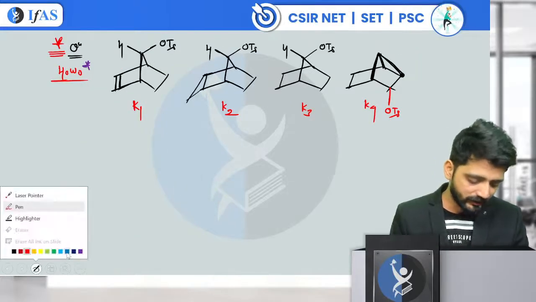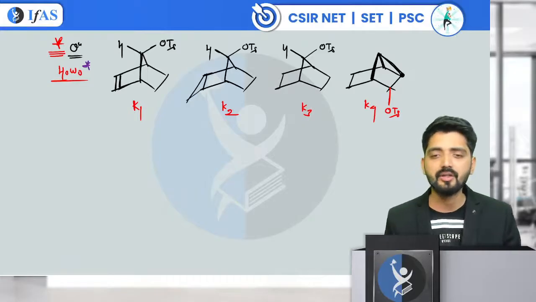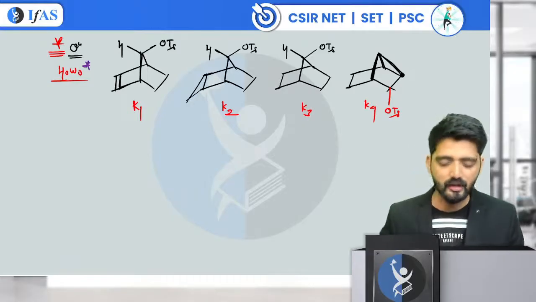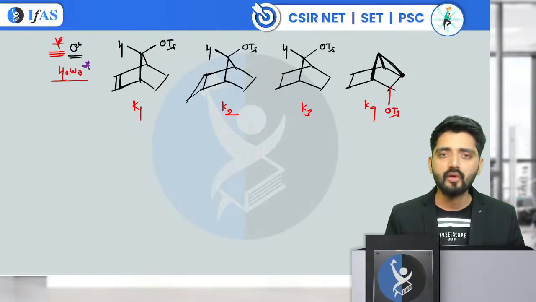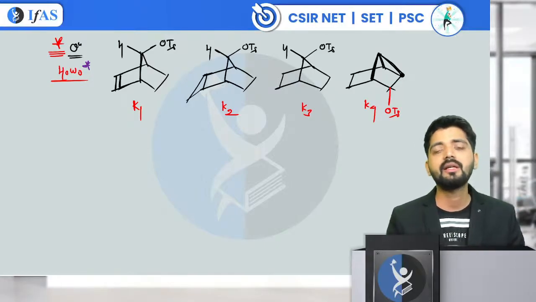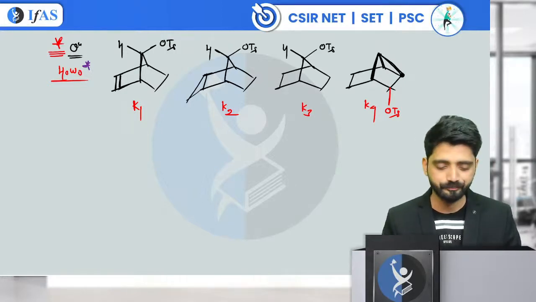Now, at the end of the lecture, I left you with a homework question where we need to compare the rate of all these 3-4 substrates towards the NGP reaction. Can you tell me in the comment section what is your answer, so that we can finally match our answer and find whether you have done it correctly or not.